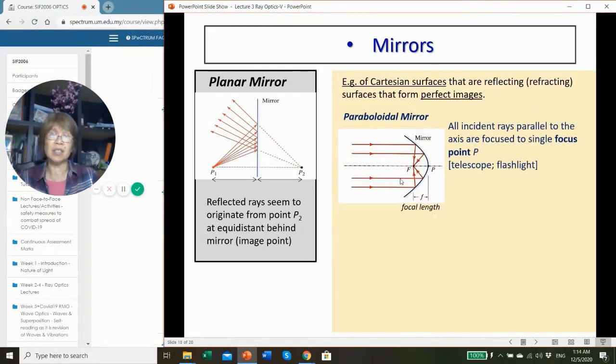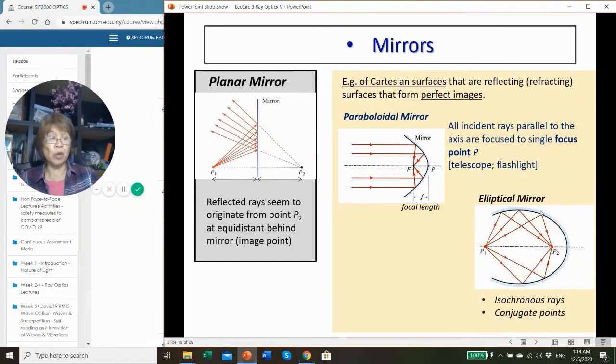The shape of these surfaces are, for example, parabola. This is a paraboloidal mirror. So all the incident rays parallel to the axis all get focused into a point, the focus point. This is the concept for telescopes and flashlights. We have the elliptical mirror. Then we have the foci. Every ray from one of them will reach the other focus. So these are conjugate points, and the rays here are isochronous rays.